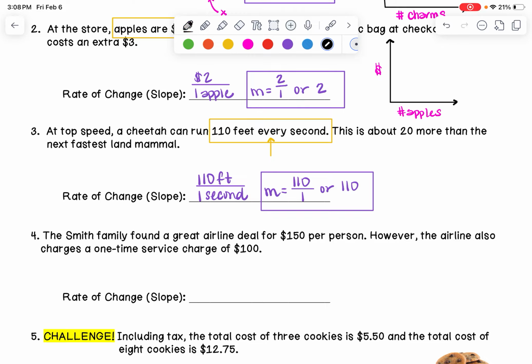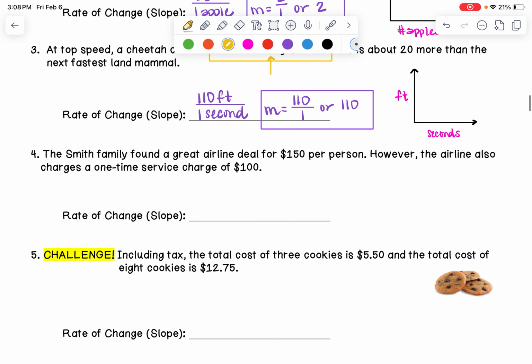But that's the reason why I like writing the units in there initially, because now I know that my y variable is feet and my x variable is seconds, or time in seconds. So we've got distance and time, feet and seconds, and I know exactly which axis to put which variable since I know slope is y's over x's.